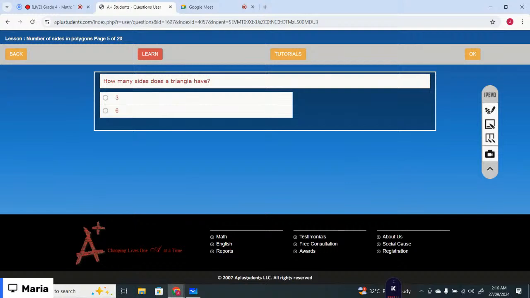How many sides does a triangle have? So which is the correct option? Triangle means three sides, right? Tri means three, so a triangle has three sides.